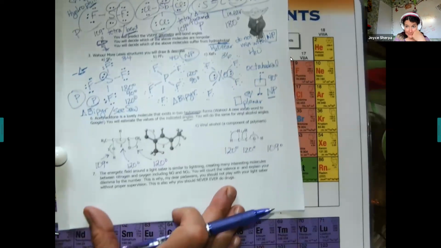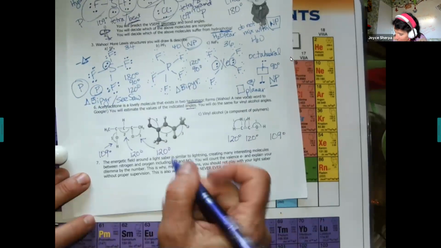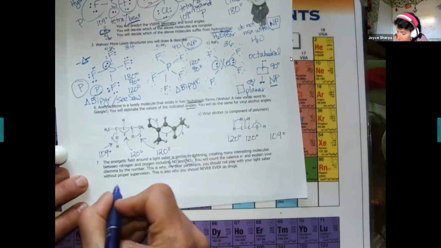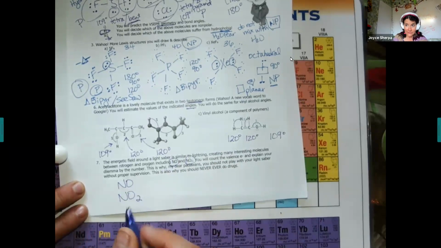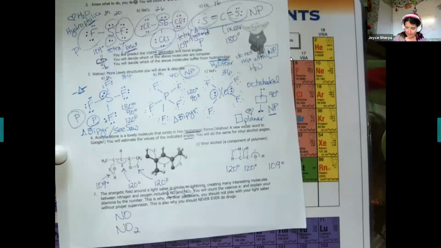All right, number 7 is talking about NO and NO2. This happens all the time, especially in Philadelphia. I'm from New Jersey. Not here as much, but whenever there are lightning storms, the lightning is enough energy.